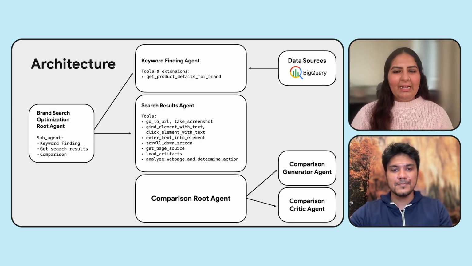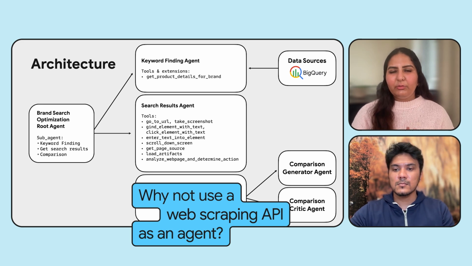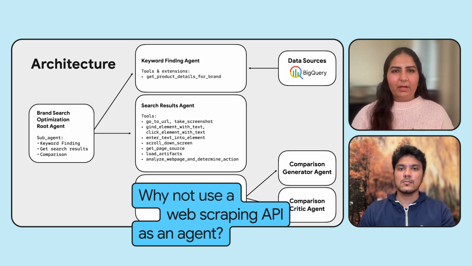Sounds good. And I've also wanted to ask you, why did we not use a web scraping API as an agent, and why use a computer use agent here? Like, what's the need to open up a new tab in a browser?